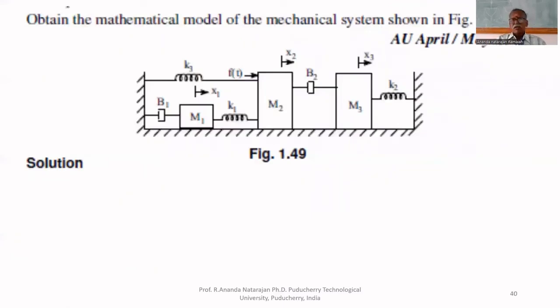Obtain the mathematical model, right? Do it yourself. Obtain the mathematical model of the mechanical system shown in the figure. How many equations will you get? 3 equations, because 3 masses are there, m1, m2, m3.